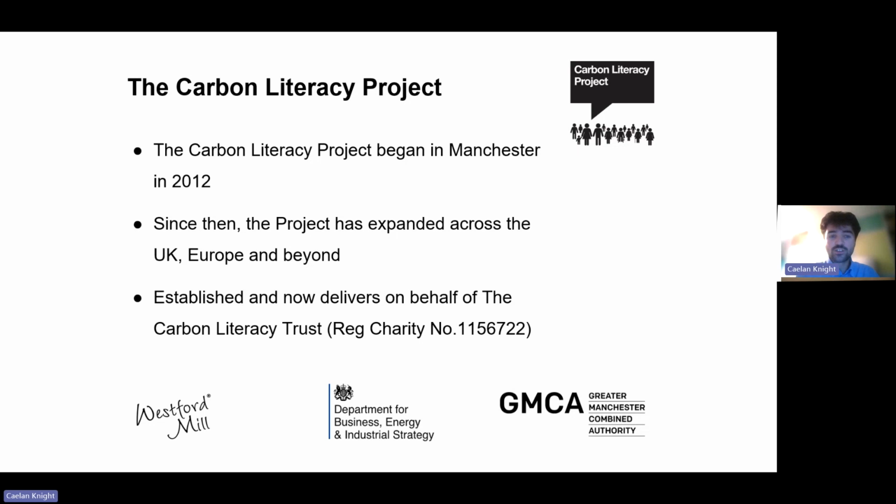Since 2012, the project has expanded across the UK, Europe and beyond. There's now training being done on all 7 continents across the world. So even Antarctica, people often like to question that. Recently there was training done on the UK Science Research Vessel that's studying climate change in Antarctica. The project was established and we now deliver on behalf of the Carbon Literacy Trust, which is a registered charity.